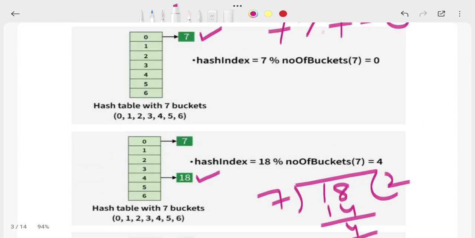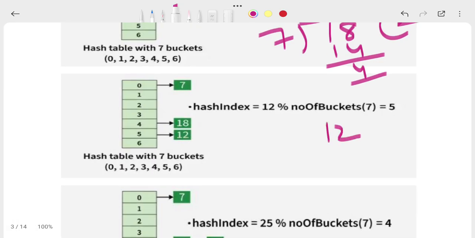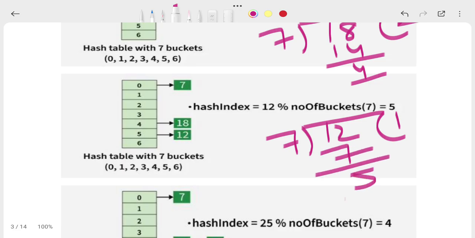My third key is 12. So what will I do? Again, 12, I will divide by 7. 7 times 1 is 7, remainder is 5. So at 5 I place 12.